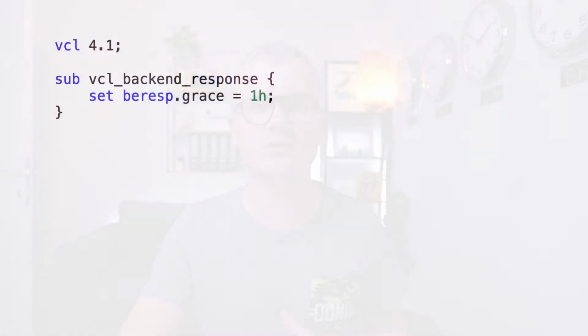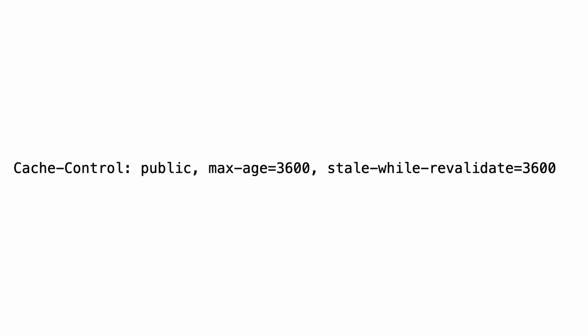In Varnish, the grace value decides how long past the expiration time stale content can be served. Its default value is 10 seconds, but it can be overridden either in VCL, as illustrated here, or by using the following Cache-Control header. As you can see, the stale-while-revalidate syntax allows us to set the grace mode, and this will be set to an hour past the expiration time of the object.